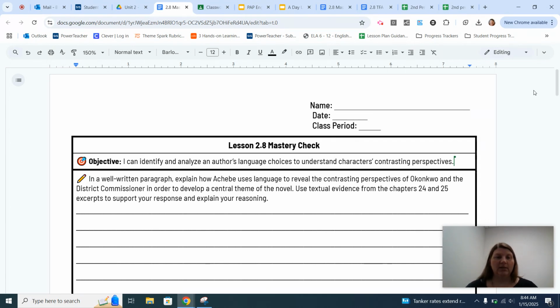Your prompt is to explain how Achebe uses language to reveal these contrasting perspectives of Okonkwo and the district commissioner in order to develop a central theme of the novel. So remember, these are fictional characters that the author has created, and he is trying to deliver a message to readers based on these contrasting perspectives from different characters about the same topic of cultural collision. So Christians, Europeans coming in and questioning the Igbo way of life. How does Okonkwo respond to this versus how does the district commissioner respond to this? What is the end result?